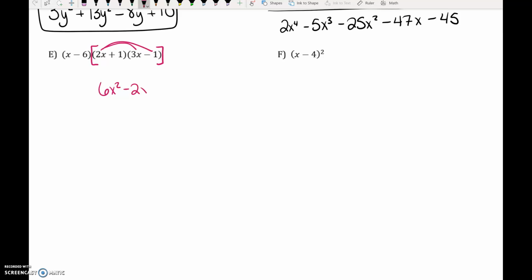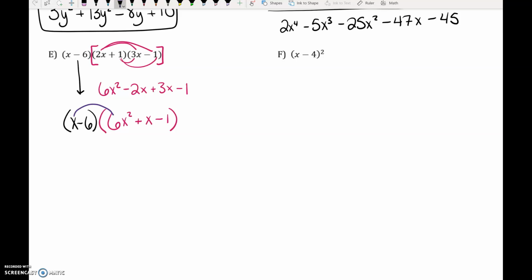So 2x times 3x is 6x squared. We've got negative 2x, positive 3x, and negative 1. Combine those like terms. So that is the result of multiplying the second two binomials together. Now we have to remember that we still have x minus 6 in front of this. So now we need to double distribute with the x and the negative 6.